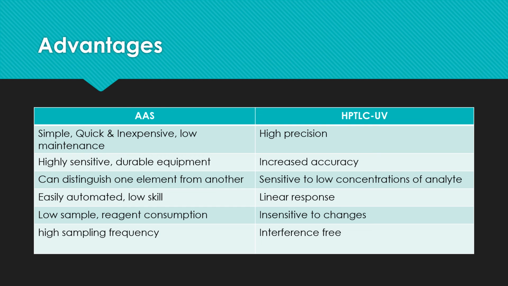The advantages of HPLC-UV are its excellent precision and accuracy, which is vital for a drug that is still in high use. Its low concentration sensitivity is also useful as only a small amount of product is needed. It is also insensitive to any changes, be it chemical or physical, and hence it is interference-free.